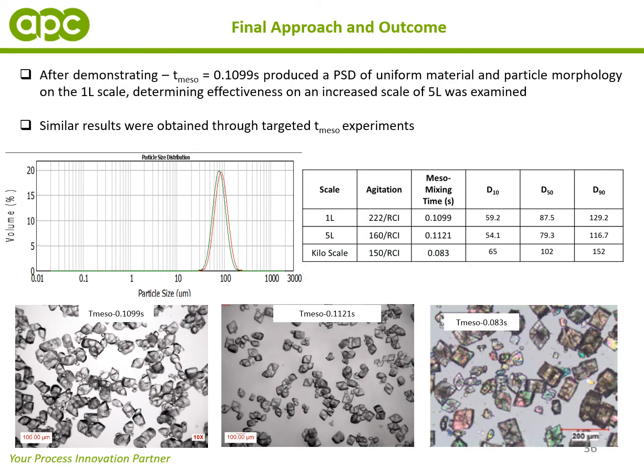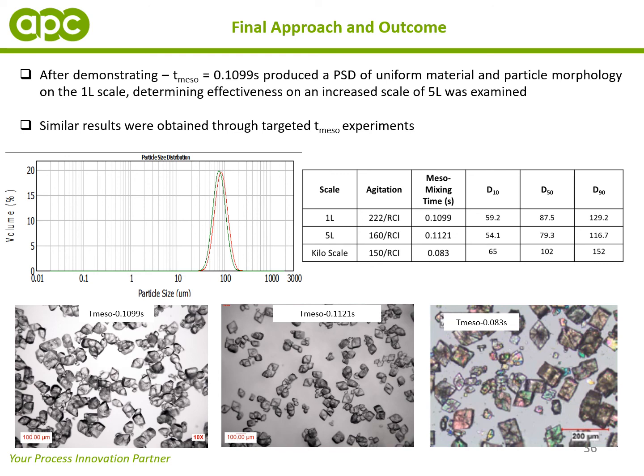And in order to demonstrate that further, we did a couple more scale up runs. So we did one run on a 5 liter scale, again matching a very similar meso mixing time. In this case, it was about 0.11. And what you can see here is the final PSD and microscope images of the material afforded from that run. So on the left, you have the 1 liter scale process carried out. In the middle is the 5 liter scale. And on the right is typical morphology afforded from a kilo scale run.